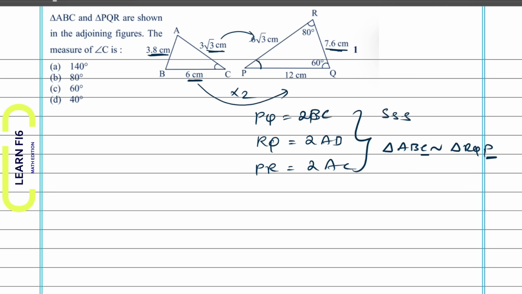We need to find the angle P, so that will be exactly equal to angle C. You can apply the angle sum property. So the sum of these two will lead to 140. You can subtract it from 180, so you will get 40 here. As these two triangles are similar, angle P is exactly equal to angle C. So angle P is equal to angle C is equal to 40 degrees. That's it, option D.